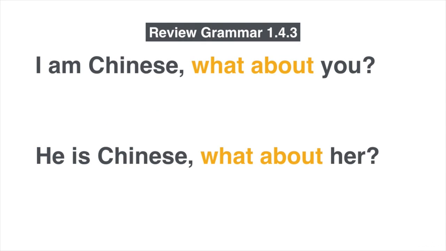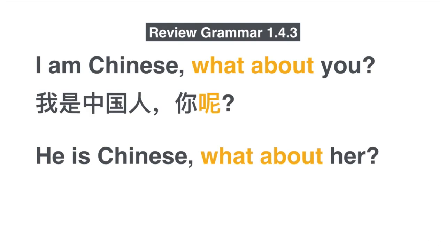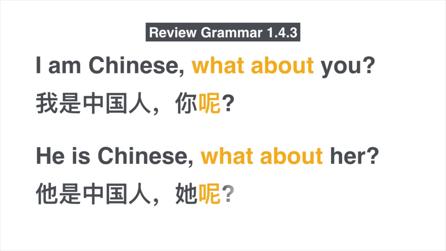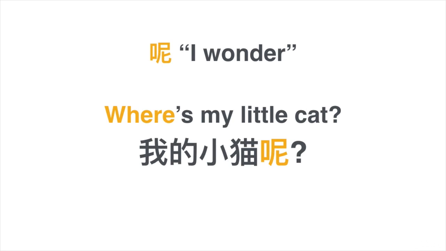Remember back in Grammar 1.4.3, we learned how to use 呢 to ask the question, what about? For example, I'm Chinese, what about you? 我是中国人，你呢? He's Chinese, what about her? 他是中国人，他呢? 呢 can also express I wonder, right? So where's my little cat can be translated into 我的小猫呢?